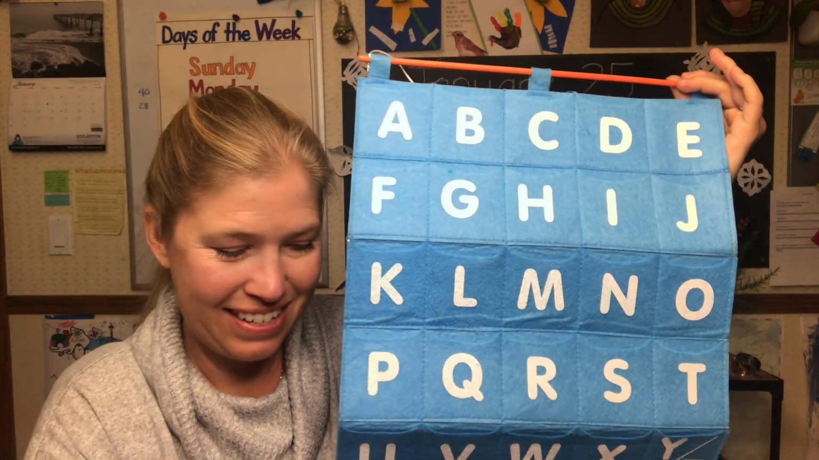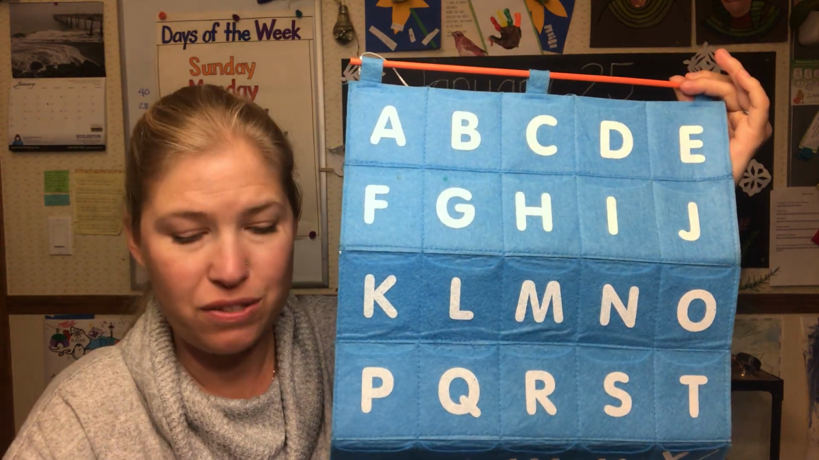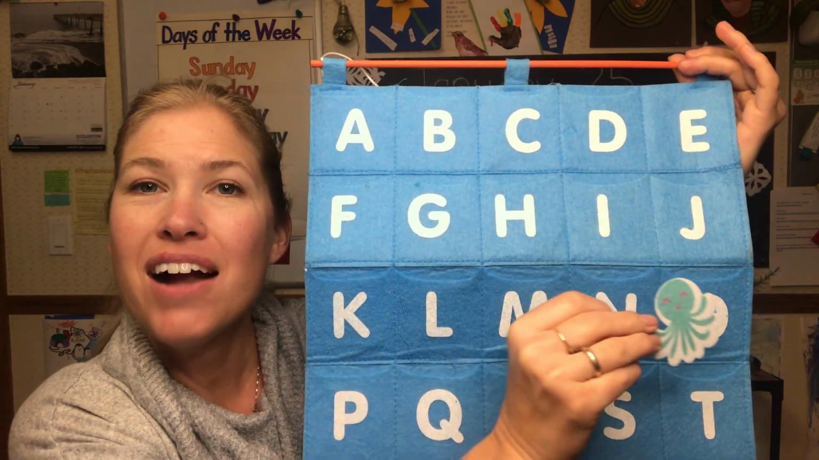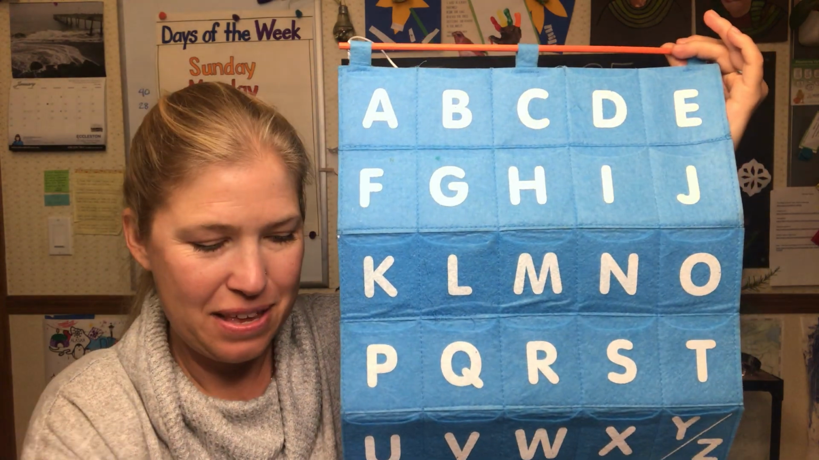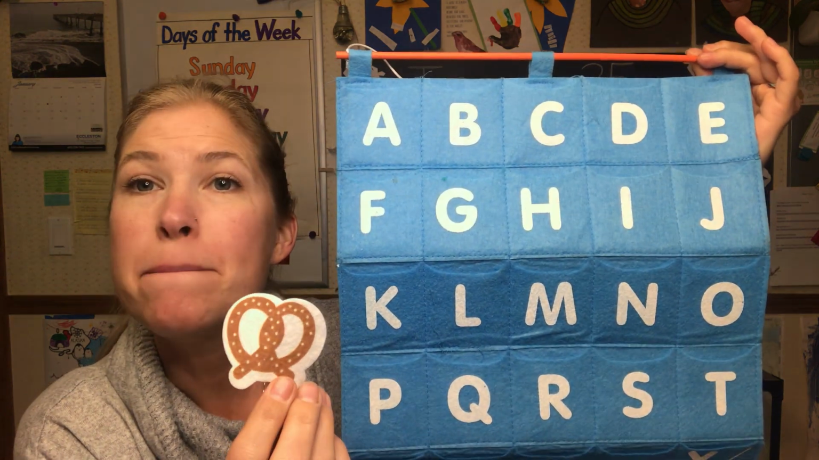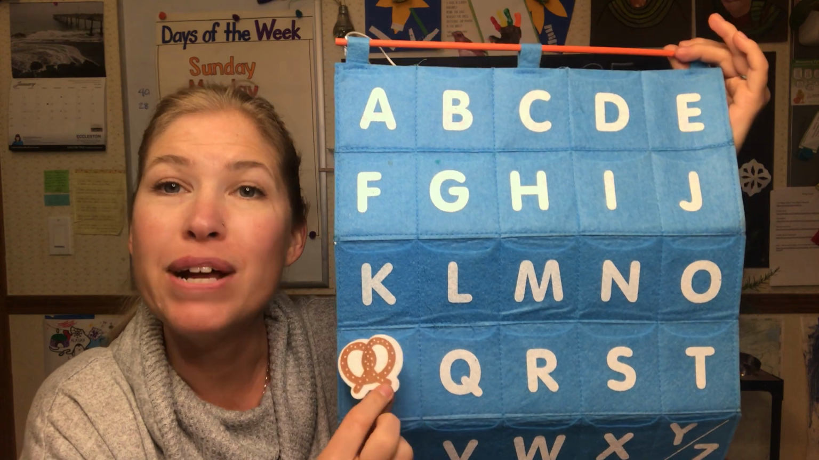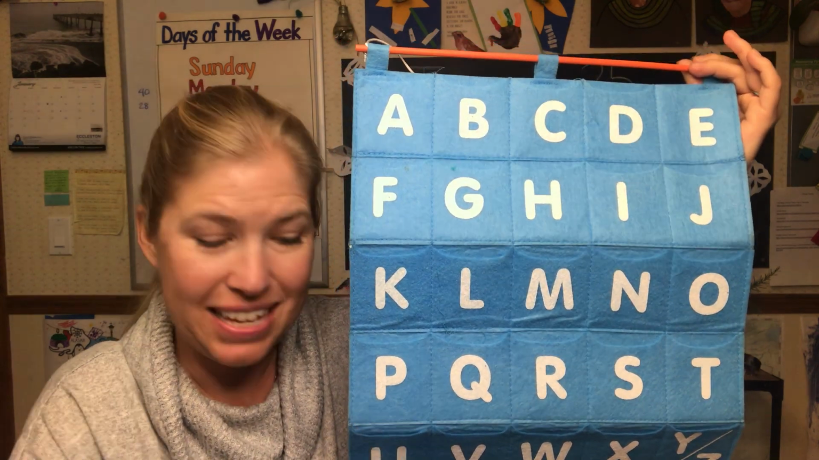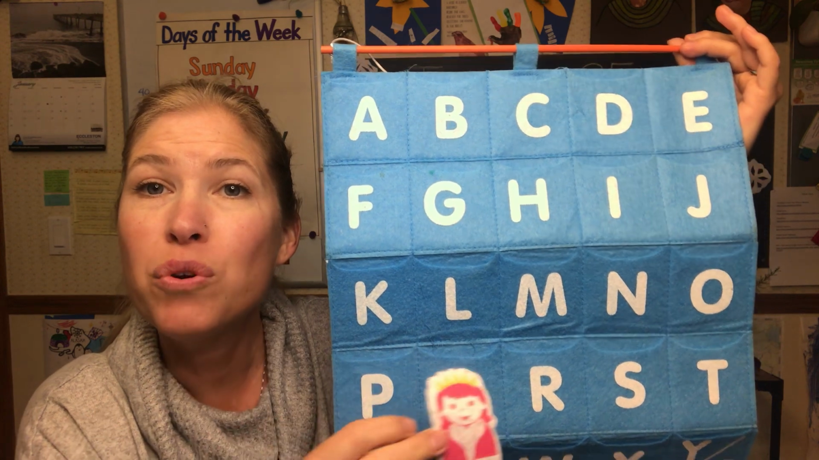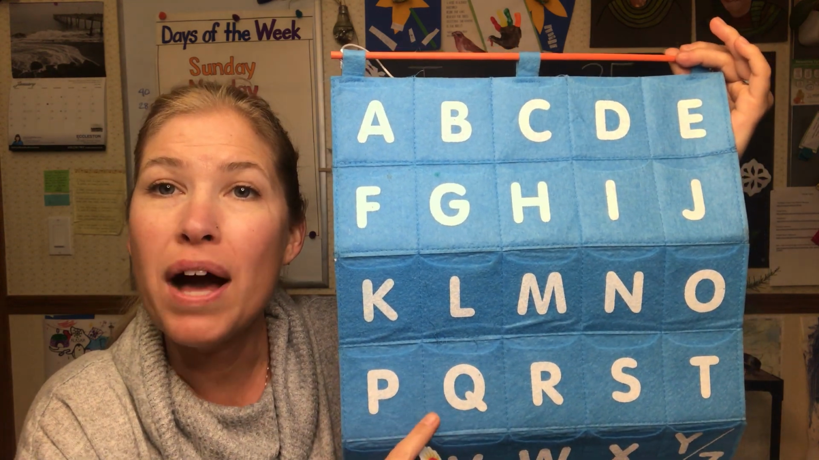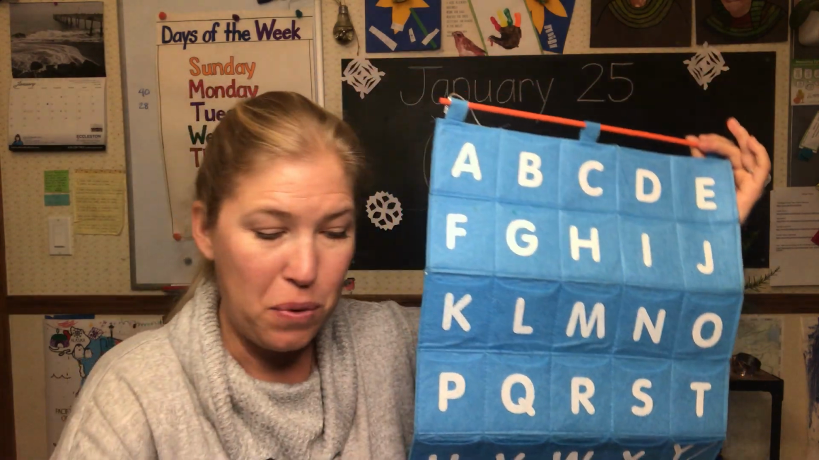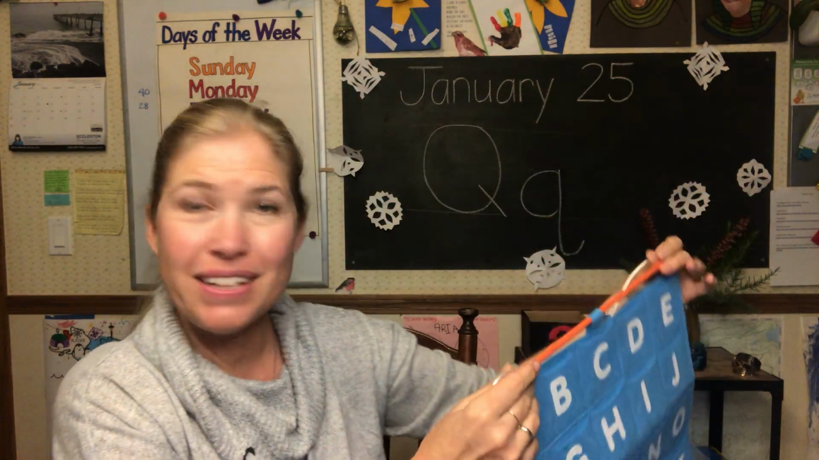Net. O is for octopus. Octopus. P is for pretzel. Pretzel. And there's P. And then today's letter. Q is for queen. Queen. There we go. We'll add some more a little later.